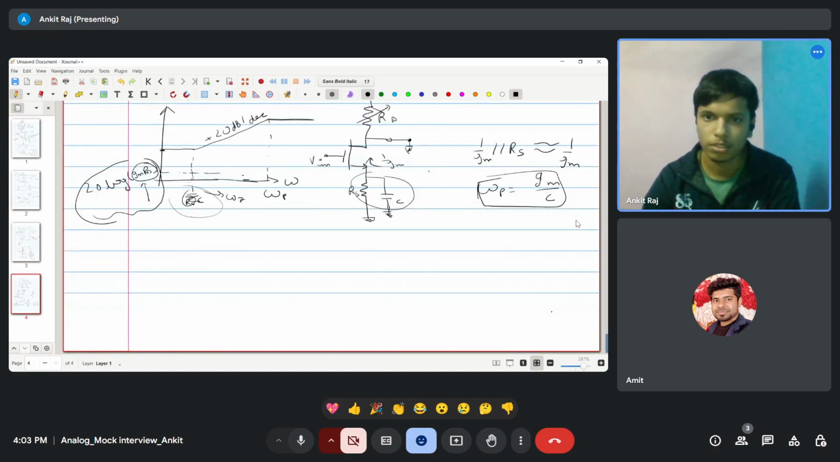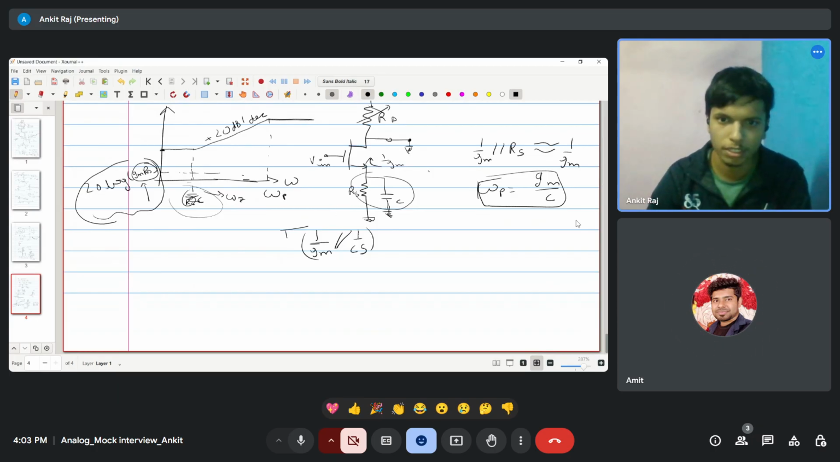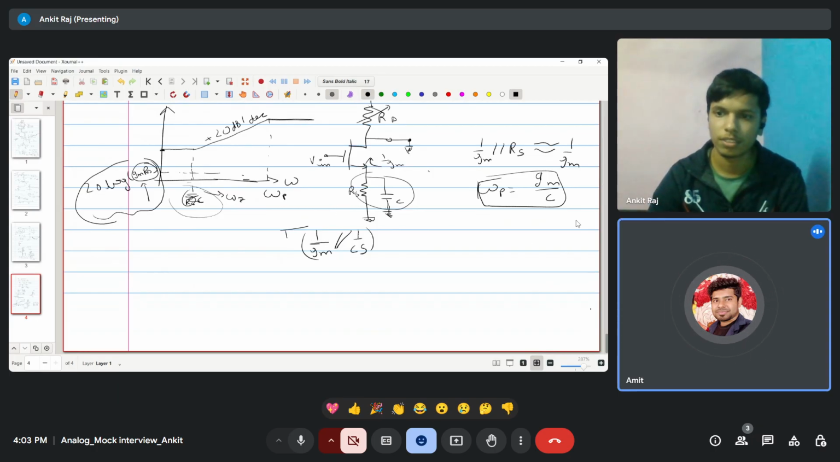Okay, so let's see. 1 by, for zero location. From this we can calculate the zero location. This is grounded, and so finding the zero, your output should be zero, right?